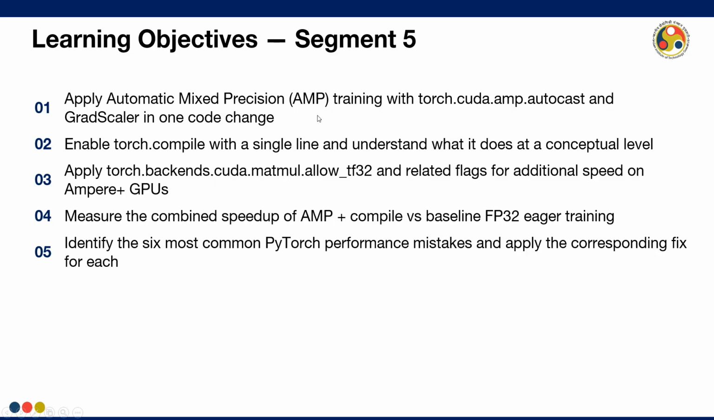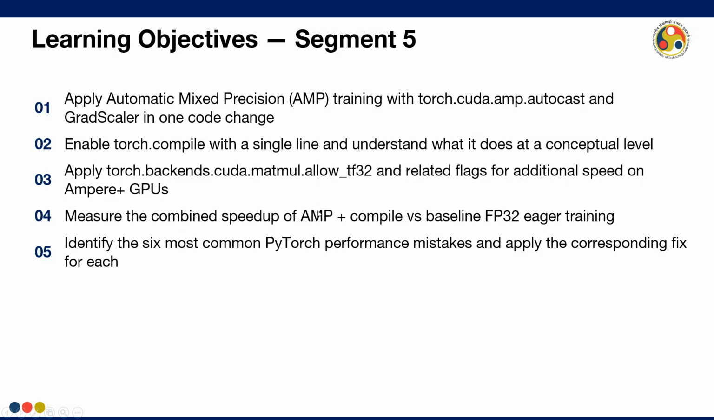practices that we will talk about, which are the minimum requirement for a modern-day training pipeline using PyTorch. These optimizations will help you understand how to apply AMP in training, where to enable torch.compile with a single line, what it does at a conceptual level, what exactly it does in the back end to improve performance, and how to measure the combined speedup with AMP as well as other data types.